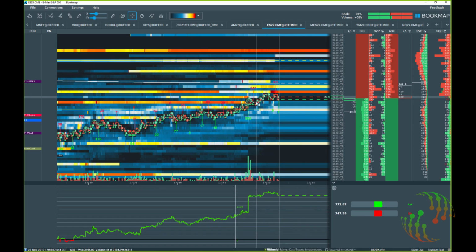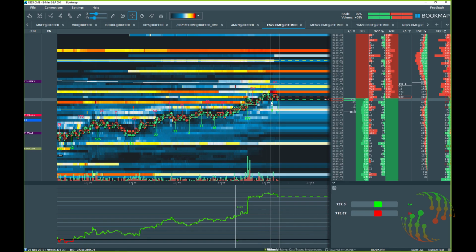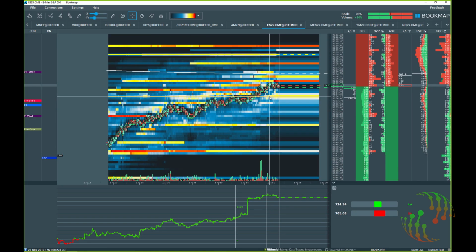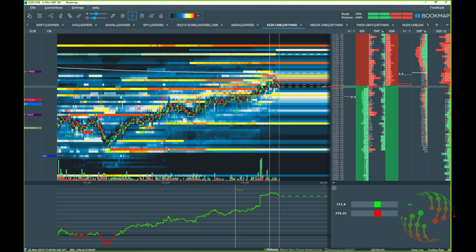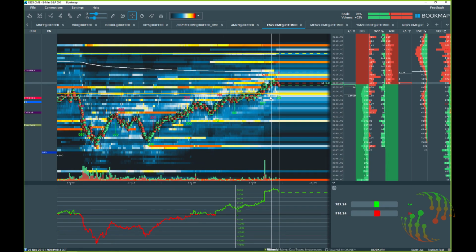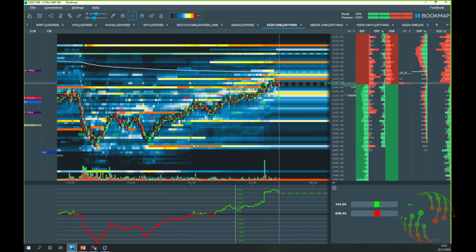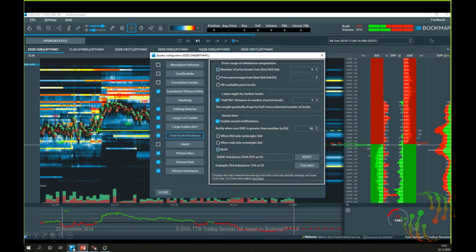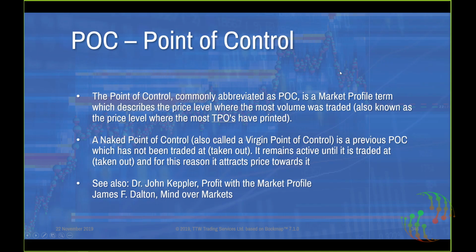It alerts me: okay, guys, something is wrong here. There's an imbalance in the chart or in the market. Be very careful. It is really helpful, guys. So please, if you have the plus version of Bookmap, use it.